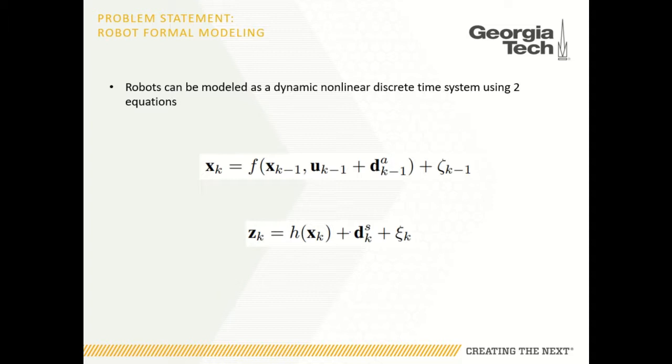For the second equation, after robot states transition from x_{k-1} to x_k, the planner receives new sensor readings represented by a measurement function h, and xi is a vector of measurement noises to account for sensing inaccuracies.